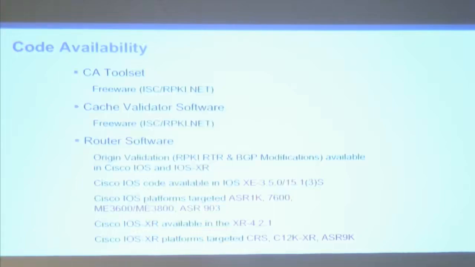So we have support for RPKI both in Cisco IOS and IOS XR. The IOS code that first supports this is IOS XE 3.5 and later. XR support is available for post XR 4.2.1. The platform list is not exhaustive. We do have support in the newer platforms as well on the XR side, such as the XRv and NCS 6K. So we do have support for RPKI in most of the platforms that we ship today.